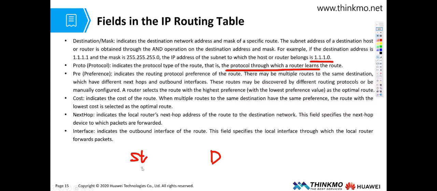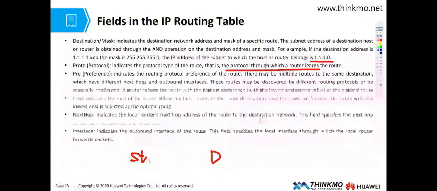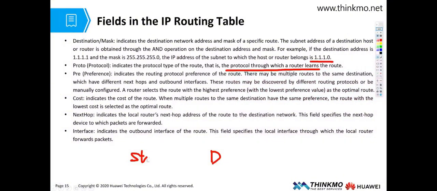Because in our network, there may be multiple paths to the same destination. The routes have different next hops and outgoing interfaces. These routes may be discovered by different routing protocols or manually configured by us. The router will choose the route with the lowest priority as the optimal route. If we cannot determine the optimal route through priority comparison, we will then choose the one with the lowest cost value as our optimal route.